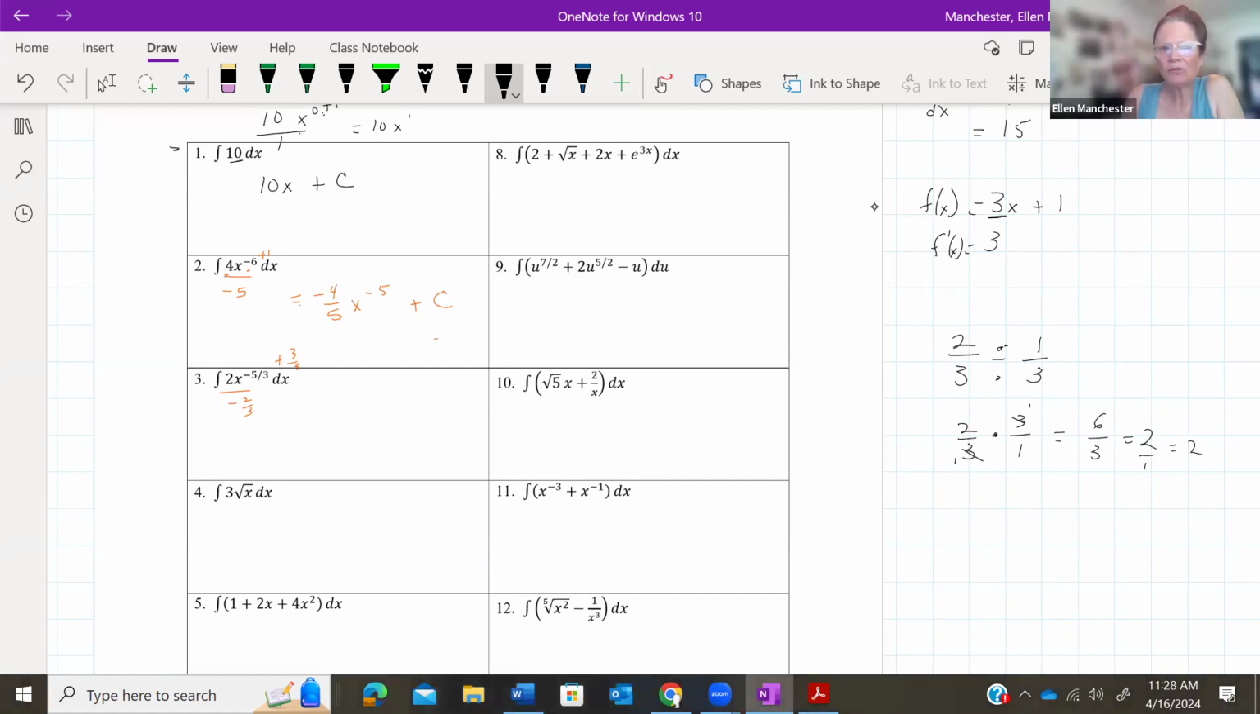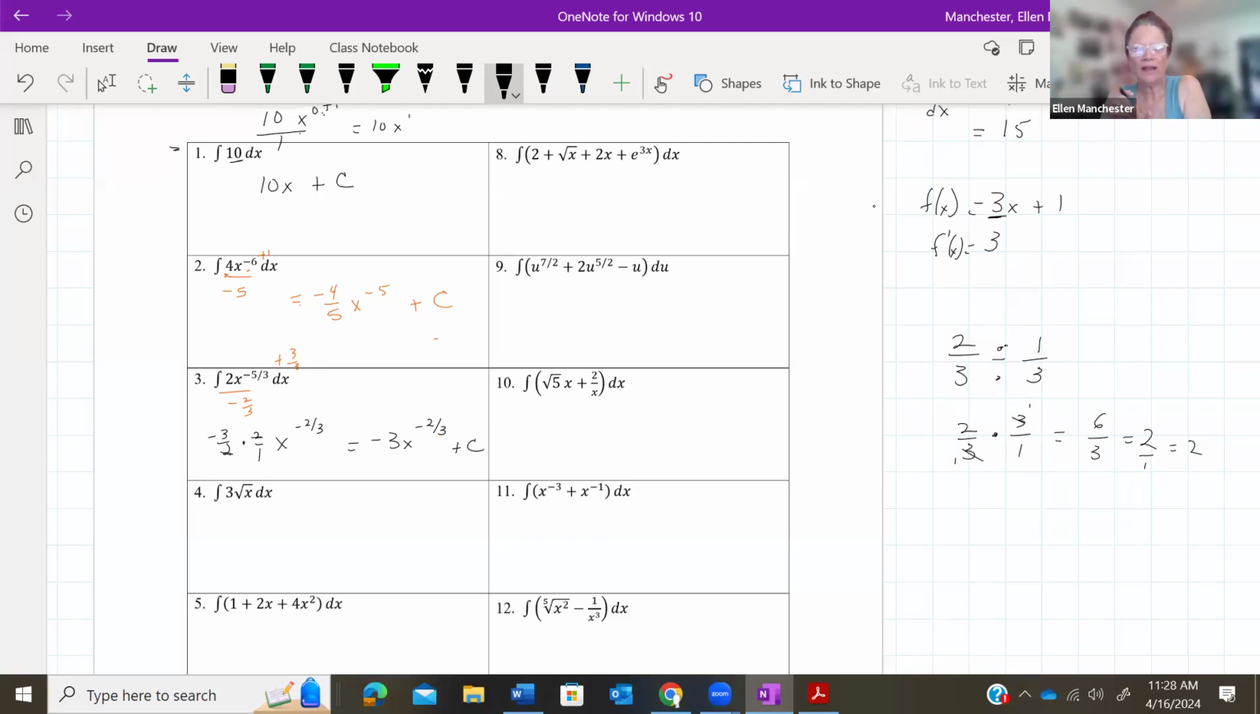Okay, so anytime you're dividing by a fraction, you're going to flip that fraction over and then multiply. Okay, so flip it over and then multiply. Well, when I flip this over, now I have a 2 on the bottom and a 2 on the top. So I end up with -3x raised to the -2/3, and then again plus c, because again, I don't know which specific one it is. It's an indefinite integral.